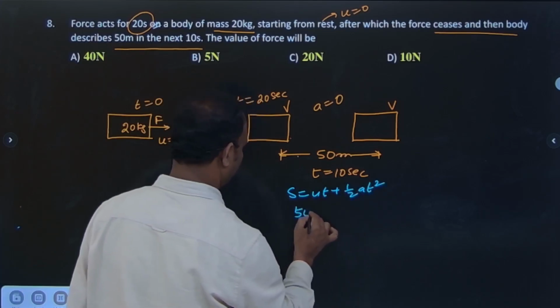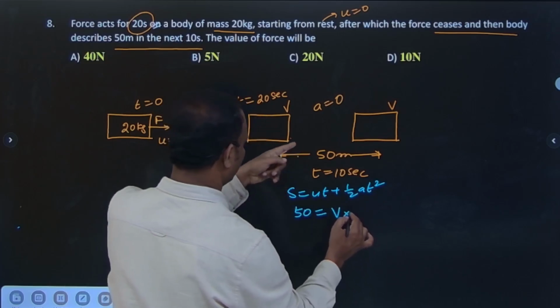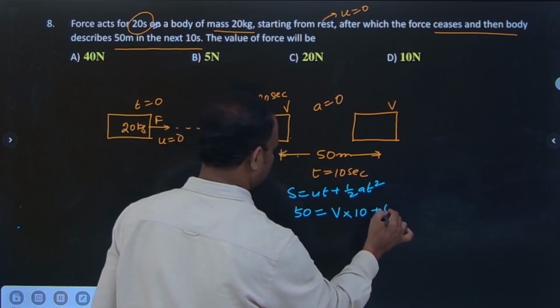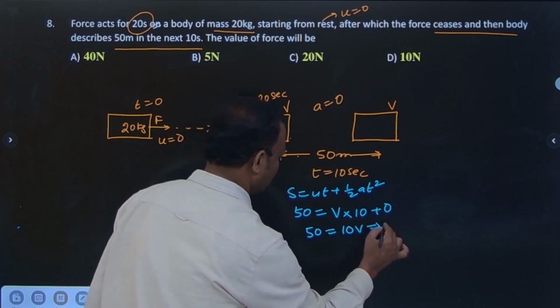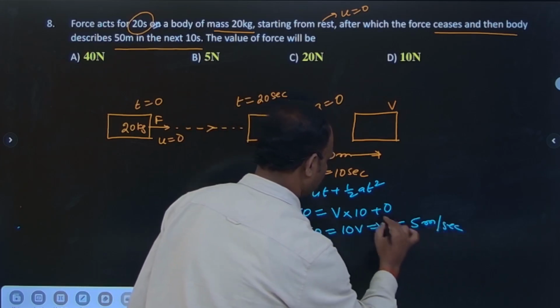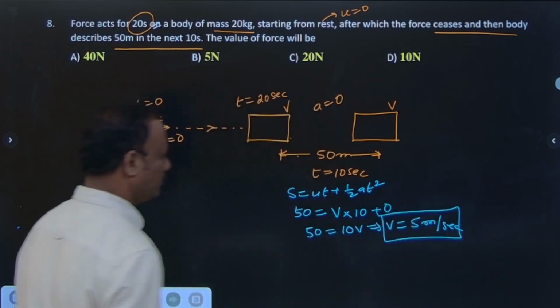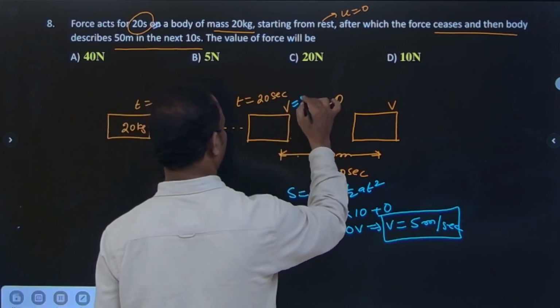S means what? 50 is equal to u times t, where u is v. How many seconds? 10 plus 0. So 50 is equal to 10v. Then v is equal to what? 5 meter per second. Okay, v is equal to 5 meter per second.